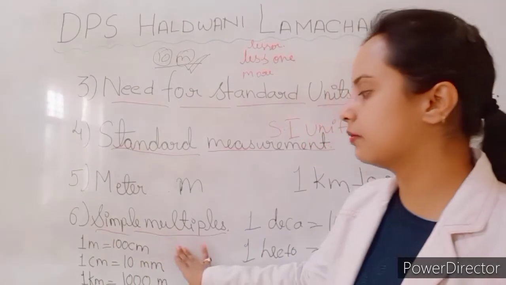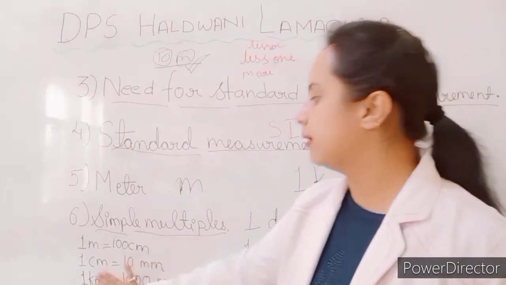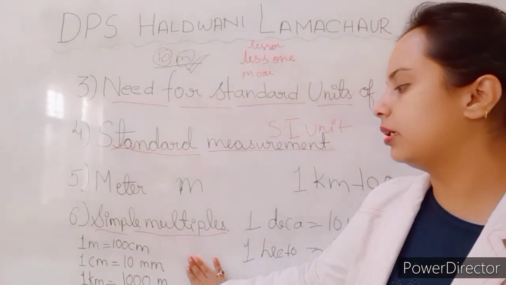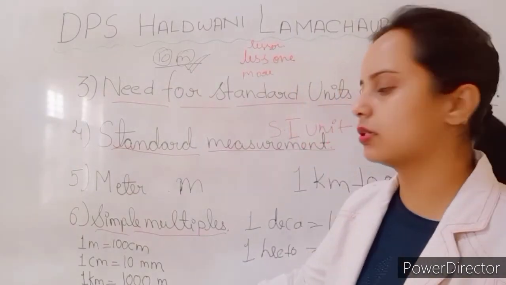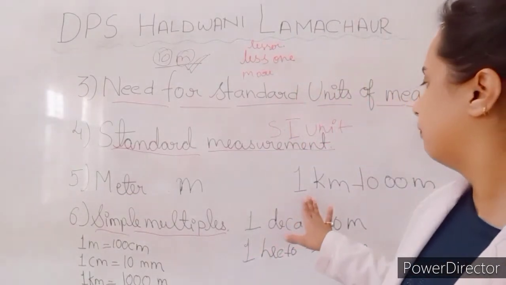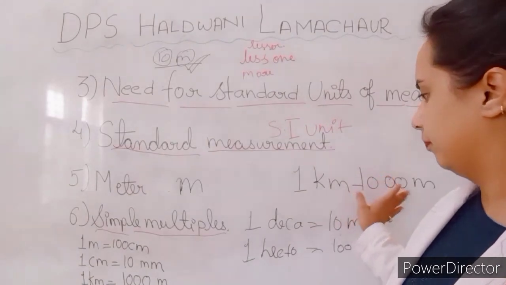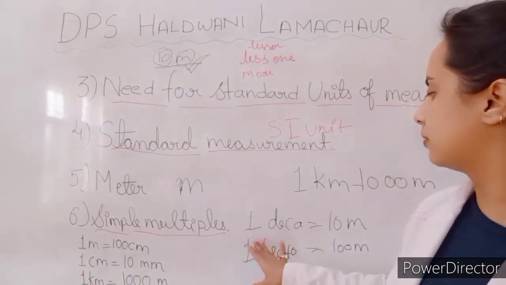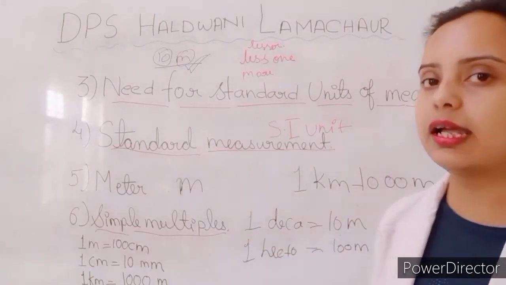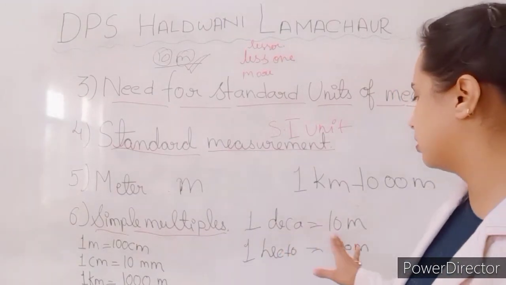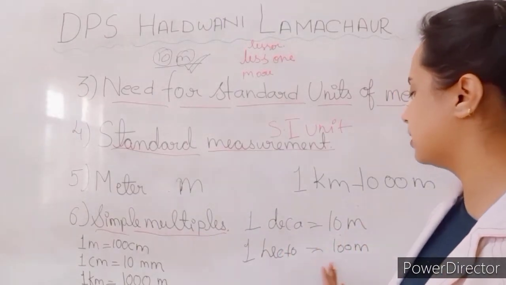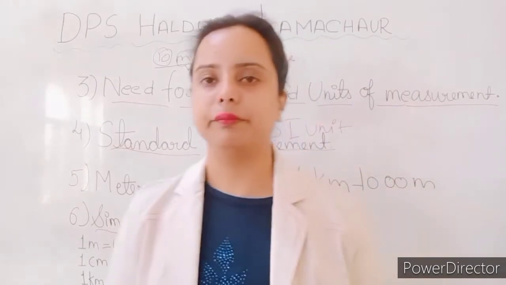1 meter is equal to 100 centimeters. 1 centimeter is equal to 10 millimeters, and 1 kilometer is equal to 1000 meters. You have understood this. 1 decameter is equal to 10 meters, and 1 hectometer is equal to 100 meters.